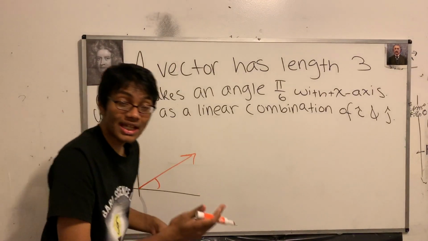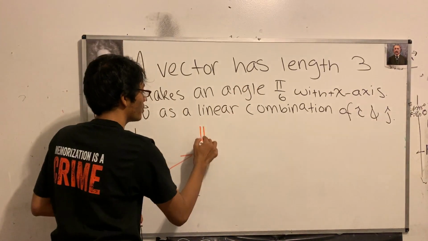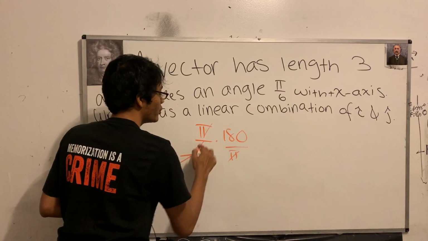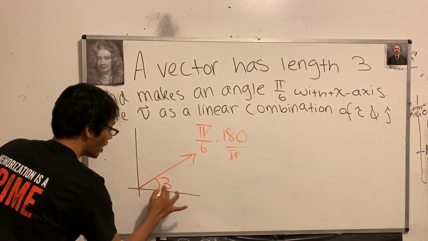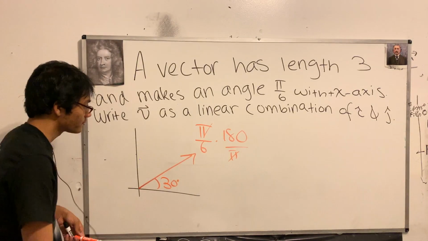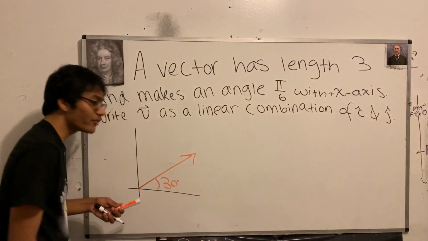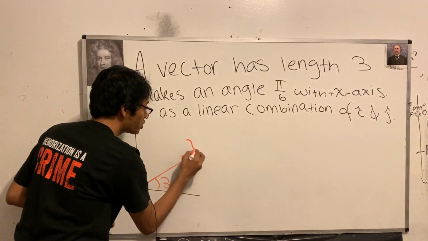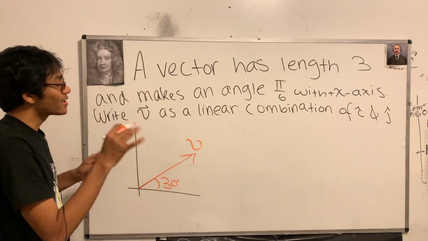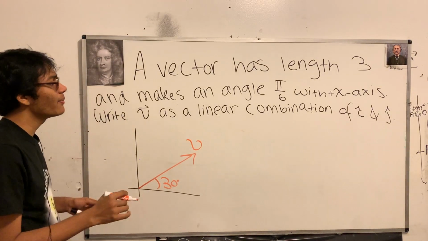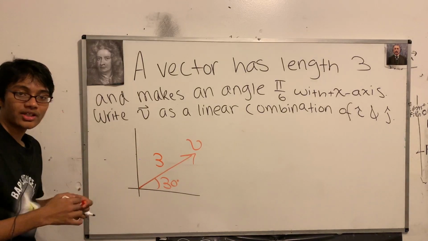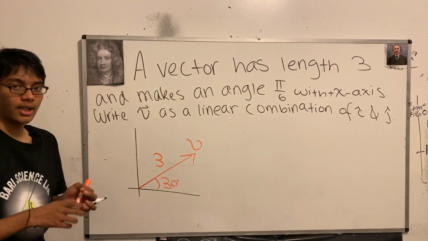Or if you convert that to degrees, what's that going to be? Well, pi over 6 times 180 over pi is going to give you 30 degrees. So our angle is going to be 30 degrees. Good. So we have our vector v that makes an angle of 30 degrees with the positive x-axis. Our goal is to write our vector as a linear combination of i hat and j hat, knowing that the length of our vector is 3. So how do we do that?